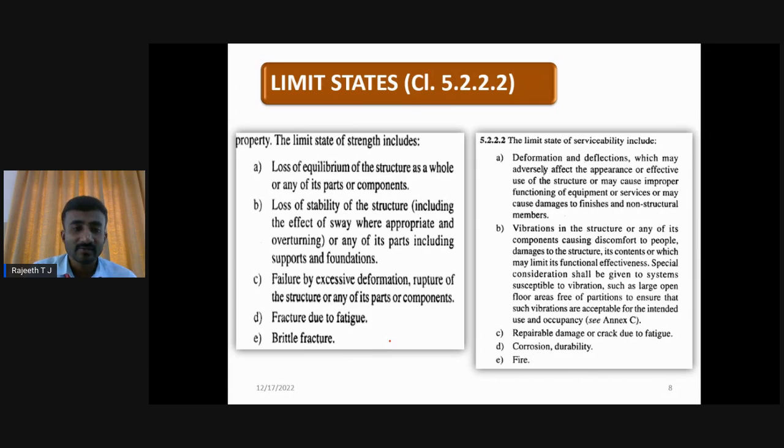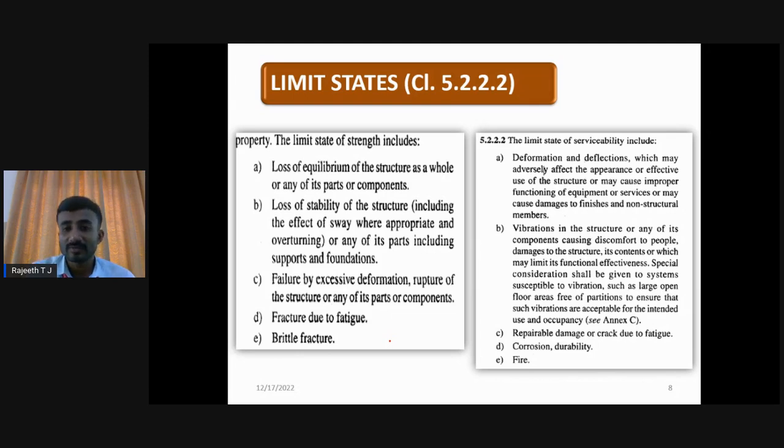The second is loss of stability of the structure, including effect of sway and any part of the supports or the foundations. And the third limit state is failure by excessive deformation or the rupture of the structure or any of its parts or components. And the fourth one is fracture due to fatigue, and the fifth one is brittle fracture. So these will come under limit state of strength.